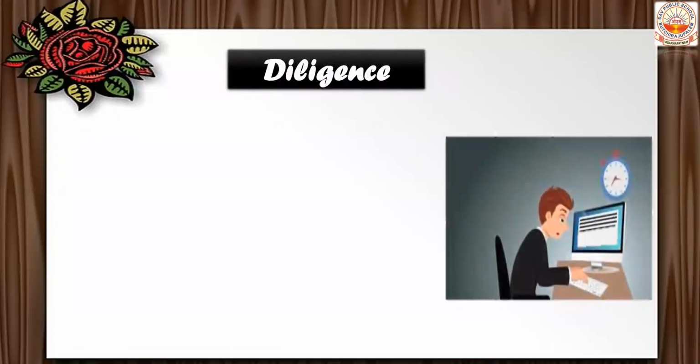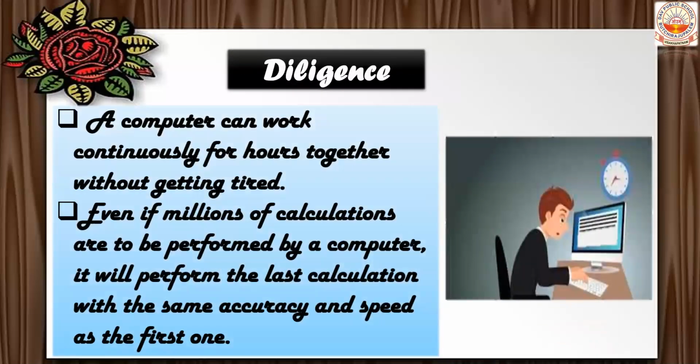Now, let us see the next feature, that is diligence. Unlike human beings, the computer is free from tiredness, lack of concentration. Hence, the computer can work for many hours together without creating any errors or mistakes. So even if millions of calculations are to be performed by a computer, it will perform the last calculation with the same accuracy and speed as the first one. So this is about diligence, children.